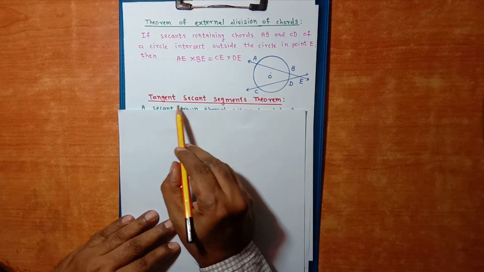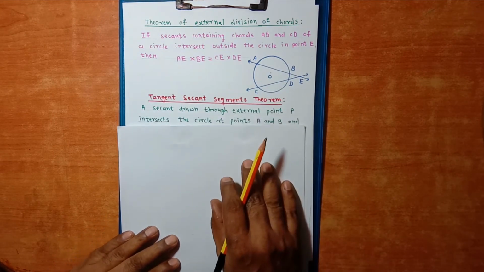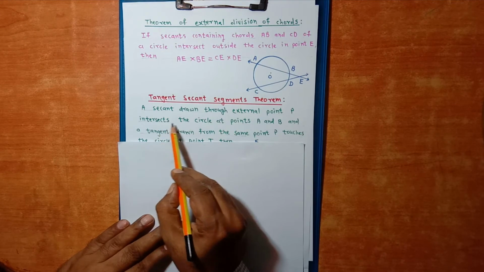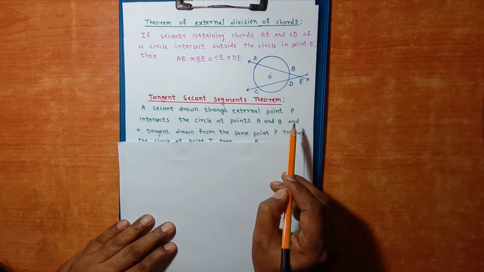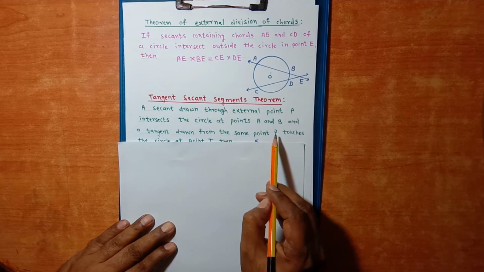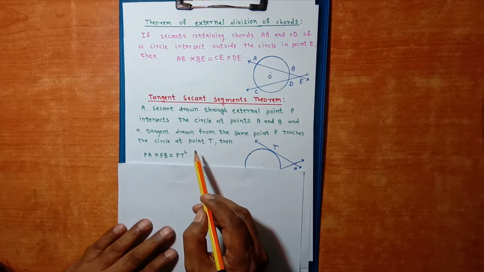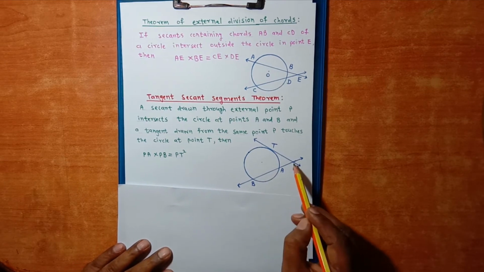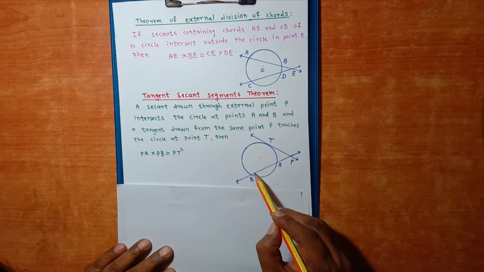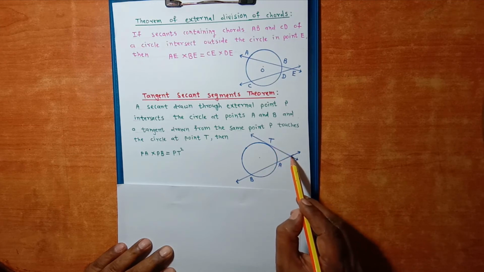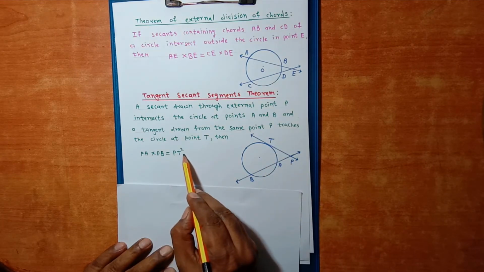Next theorem is the tangent secant segment theorem. A secant drawn through external point P intersects the circle at points A and B, and a tangent drawn from the same point P touches the circle at point T, then PA into PB is PT square. So this is the secant. It intersects the circle in points A and B. This is the tangent. It touches the circle at point T. Point P is in the exterior of the circle. So PA into PB is equal to PT square. That is what it says.